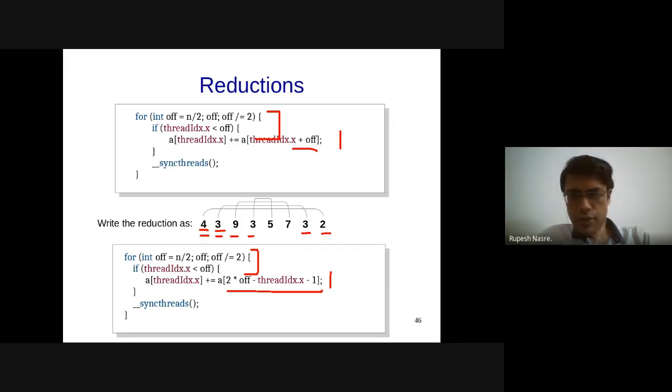Krishna Vamsi is asking, is it okay if I write the sum of element 0 and 1 in element 0 and 2 and 3 in location 2? Sure, go ahead, no problem. So any specific reason that you want to do it this way? Okay, sure, go ahead.